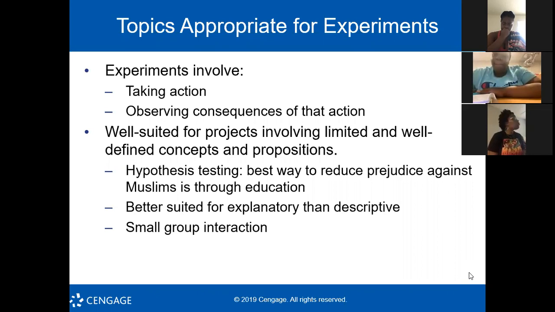So we believe that even if people may have prejudice against a group such as Muslims, we can reduce that prejudice. Again, we can take an action and introduce one variable, and it can have an effect on another. So again, we're going to introduce education. And we believe through education, according to this hypothesis, that education is going to reduce prejudice.